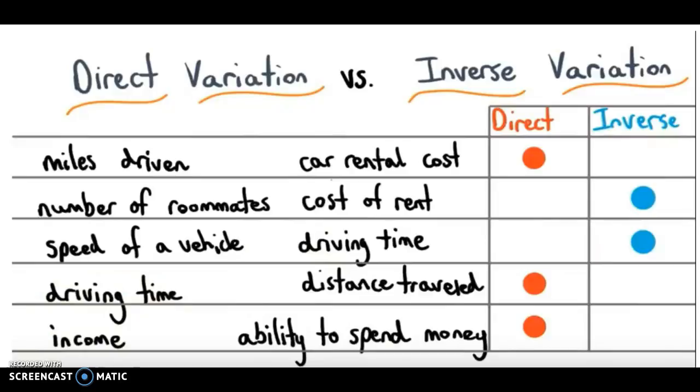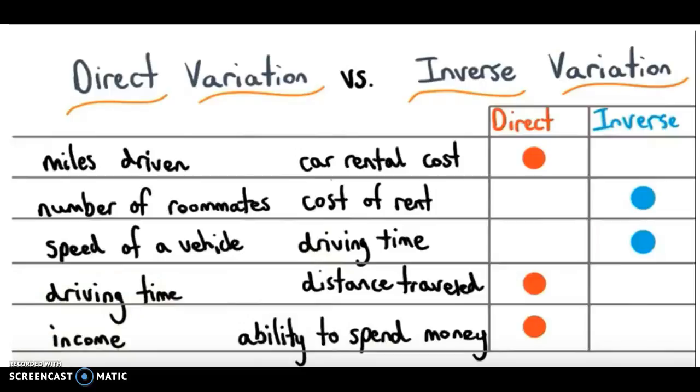If you're renting a car, if you drive more miles, then the car rental cost will go up. So more miles, more costs, both are going up. That's an example of direct variation. If you are renting an apartment, if you have more roommates, then the cost of rent will go down. So more roommates going up, the cost of rent will go down. One's going up, one's going down. That's an example of inverse variation.